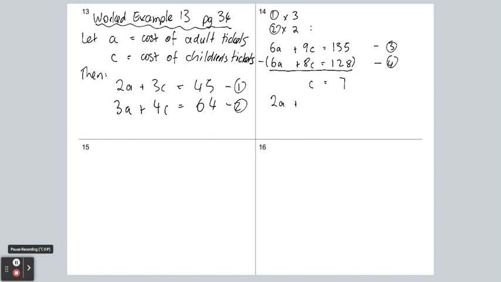So I write: substitute c equals 7 in equation 1. So I've got 2a plus 3 times 7 is equal to 45. 3 7s are 21. So 3a is equal to 24.